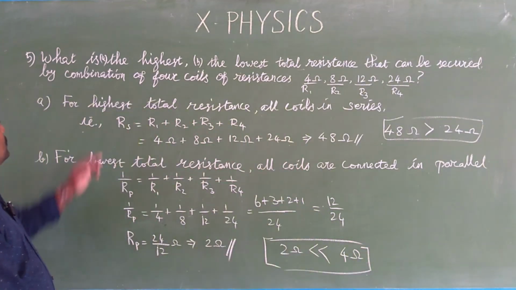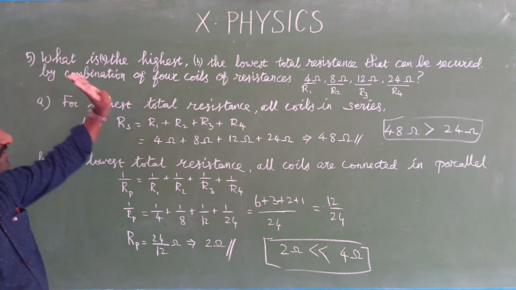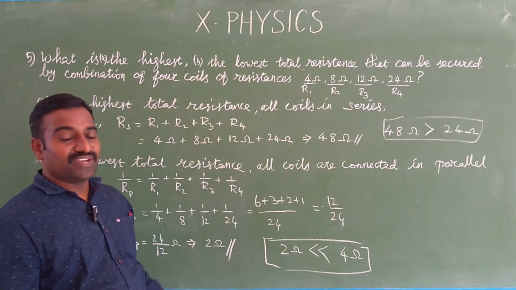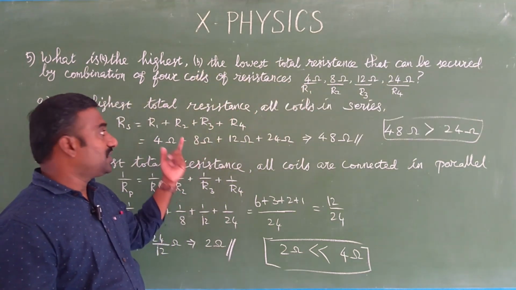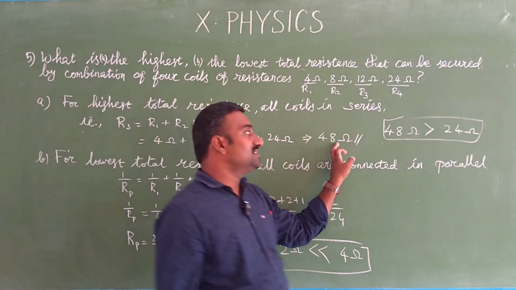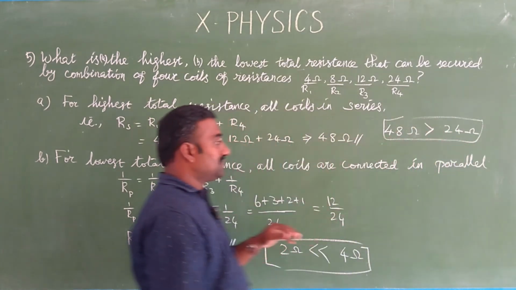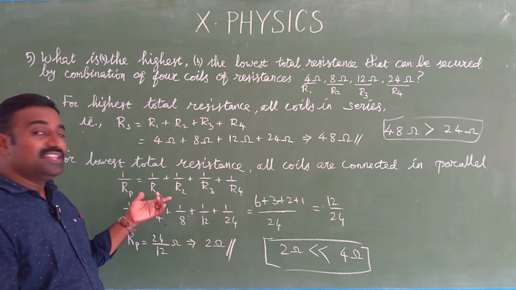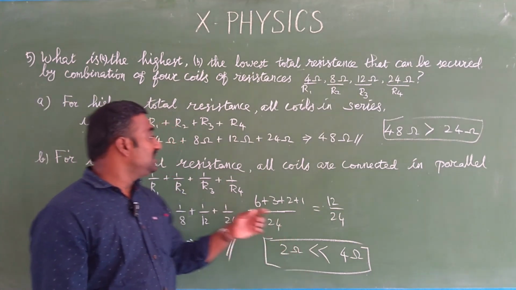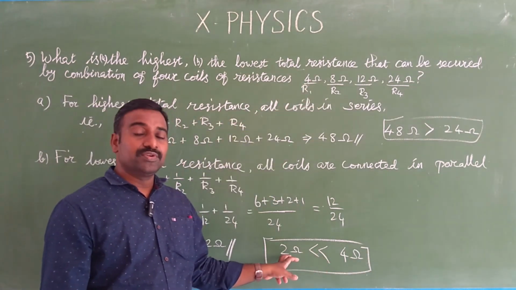Okay. So when we want to get the highest and the lowest total resistance, when the 4 coil resistances are connected, in which way do we get the highest value and lowest value? To get the highest value, connect all the coils in series. Then the total circuit resistance will be greater than the greatest individual value. Suppose to get the lowest value, if all the coils are connected in parallel, then the total circuit resistance will be less than the least value. What is the least value? 4 ohm. So the total circuit resistance will be less than 4 ohm.